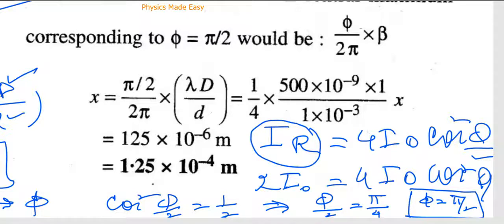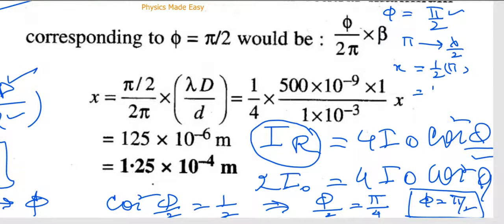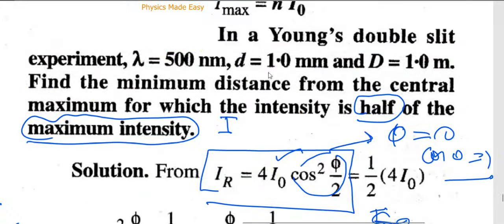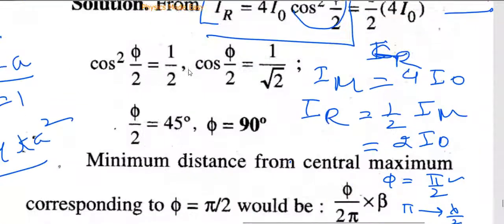Always remember, when you have to find out distance or path corresponding to phase, replace pi by lambda divided by 2. So it means x here will be equal to half of lambda, that is lambda by 4. What is the value of lambda here? Lambda is 500. Divide it by 4, it will be 125. 125 nm.